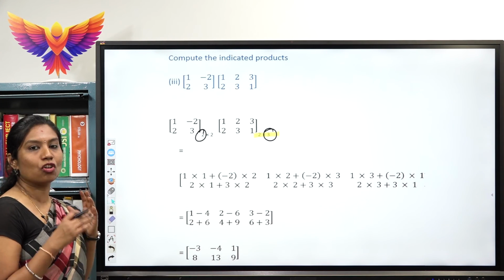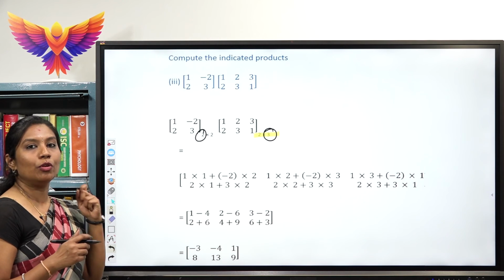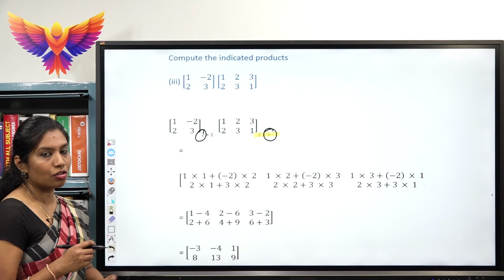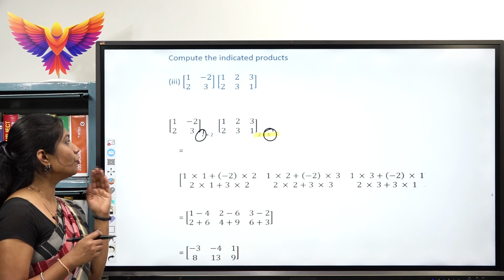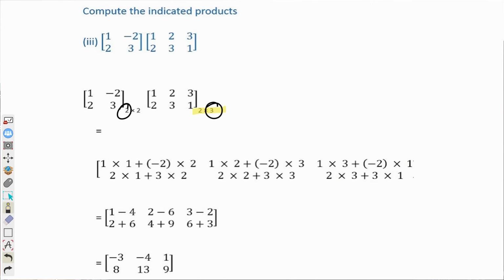So, I need to just normally multiply the elements when you consider first row with the first column, first row with the second column, first row with the third column. Same way, second row with the first column, second row with the second column and second row with the third column. So, we will see how it goes now.